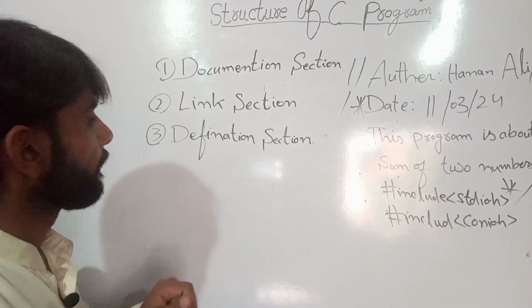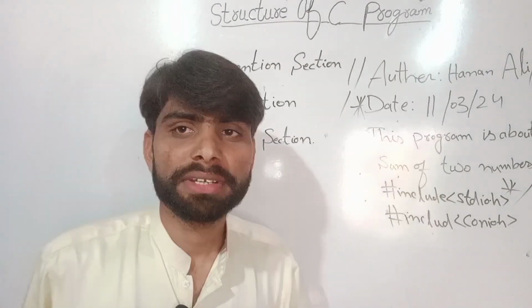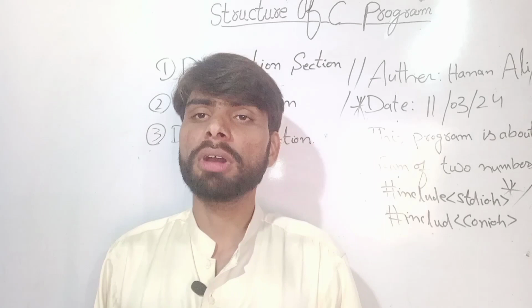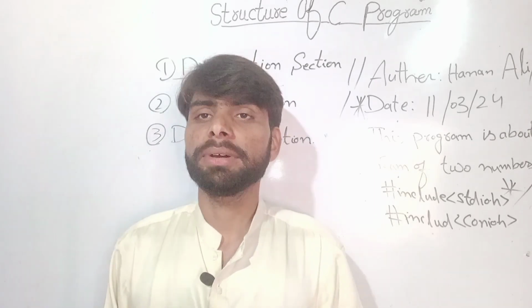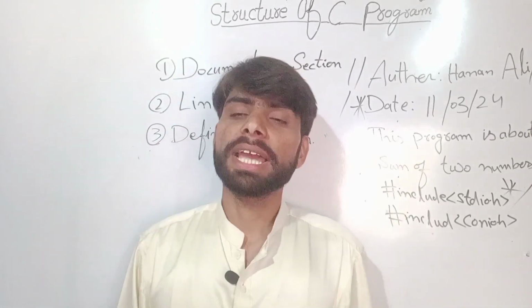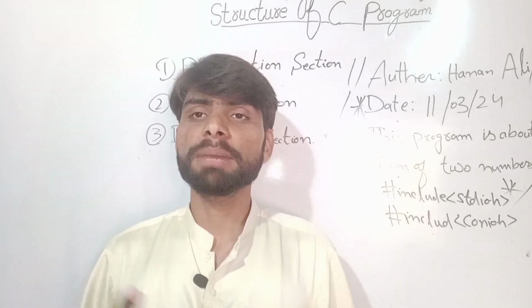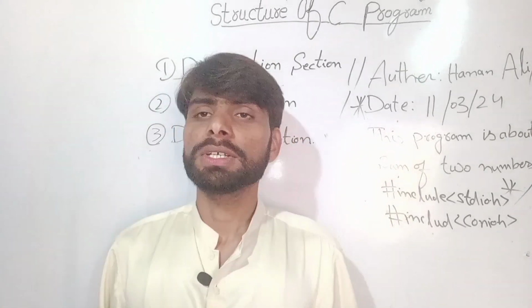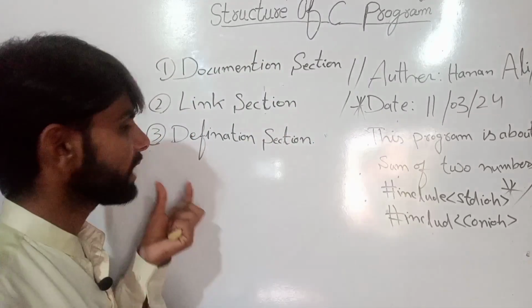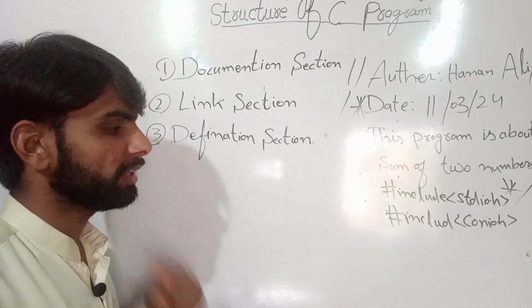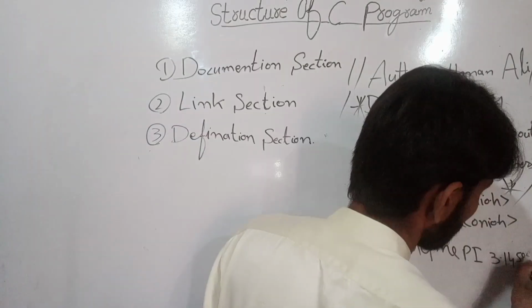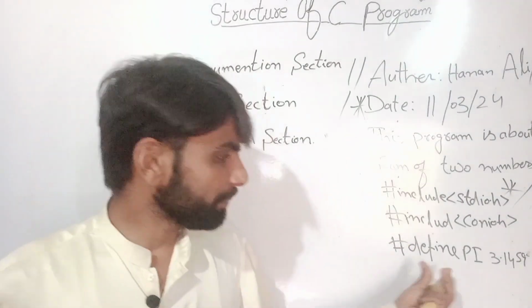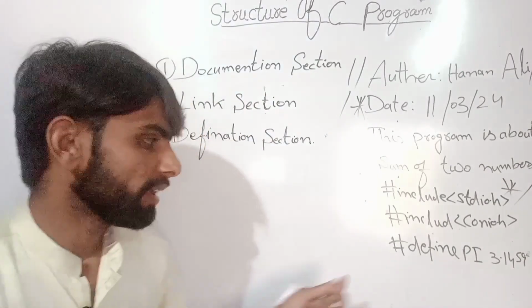And next section, what is the definition section? The definition section is a constant, a value we want to keep constant throughout the program. We write it here in the definition section. For example, generally we use the pi value in our programs, so we write that value here in the definition section. In this way we write the definition section.